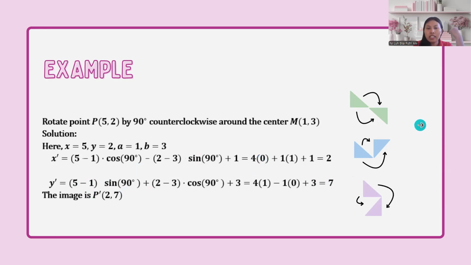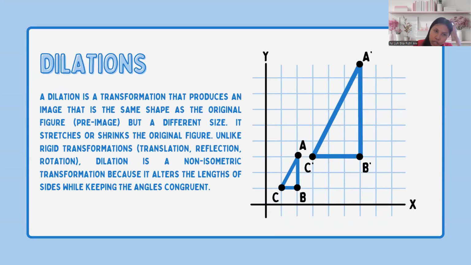Okay, next. The last topic in transformation is dilatation. What is dilatation? A dilatation is a transformation that produces an image that is the same shape as the original figure, the pre-image, but a different size. It stretches or shrinks the original figure. Unlike rigid transformations (translation, reflection, rotation), dilatation is a non-isometric transformation because it alters the length of sides while keeping the angles congruent.